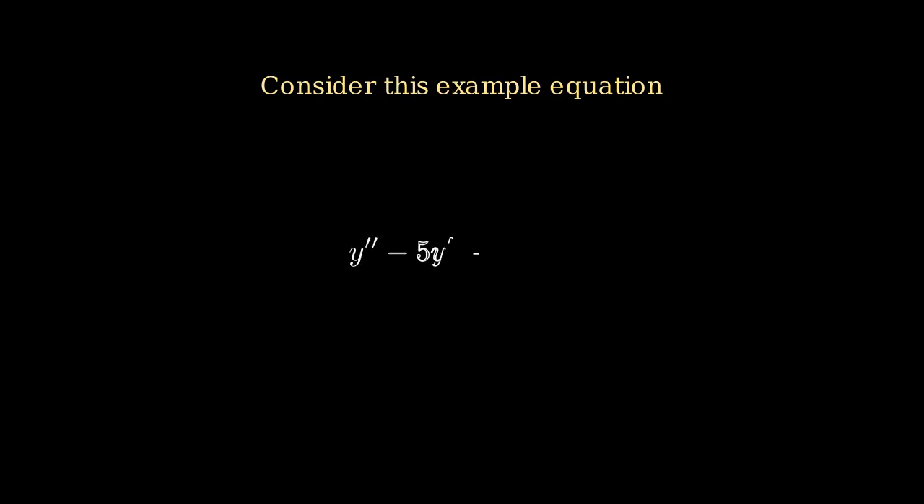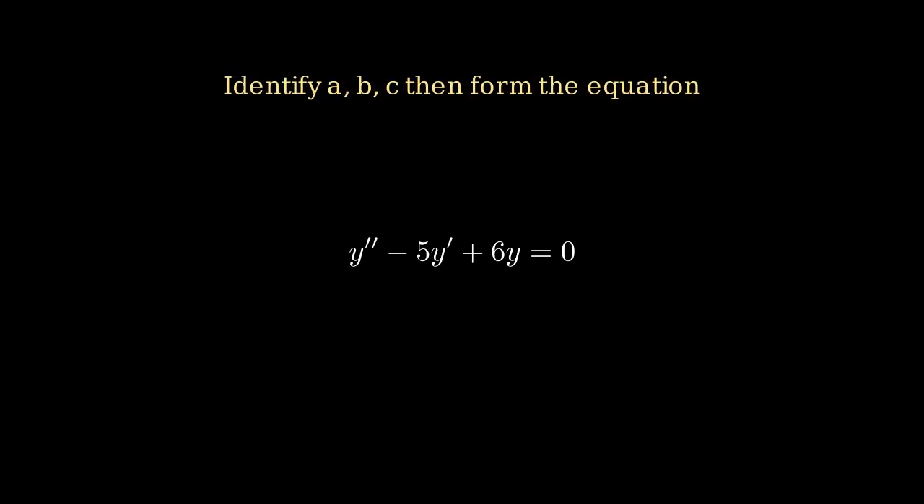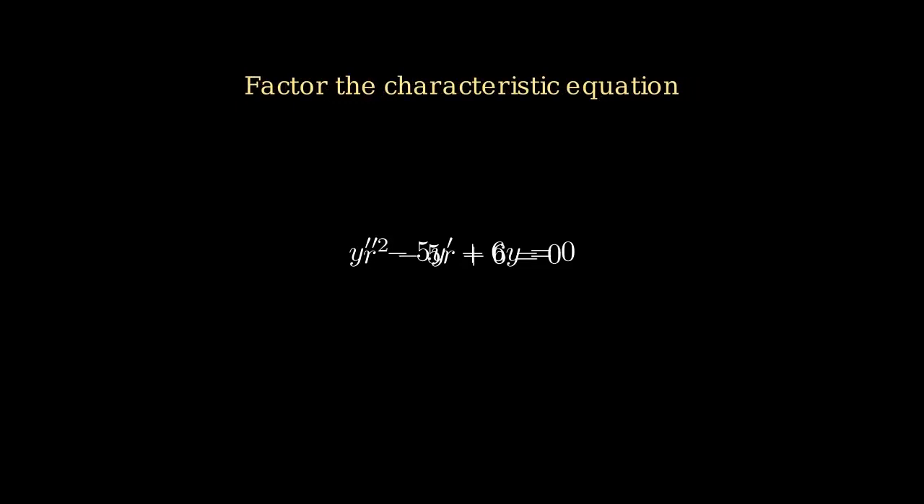Consider y double prime minus 5 times y prime plus 6 times y equals 0. Here a equals 1, b equals -5, and c equals 6, so the characteristic equation is r squared minus 5r plus 6 equals 0. This factors nicely as the quantity r minus 2 times the quantity r minus 3 equals 0. Setting each bracket to 0 gives two roots, r equals 2 or r equals 3.